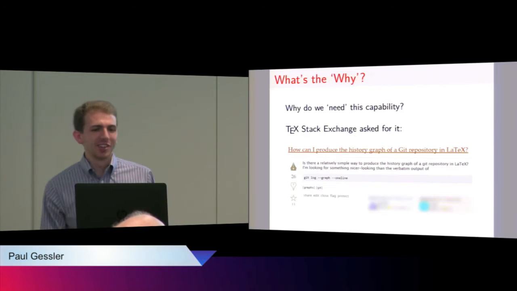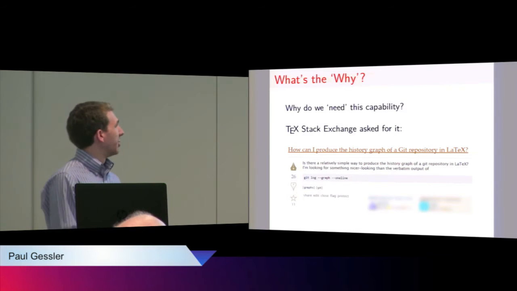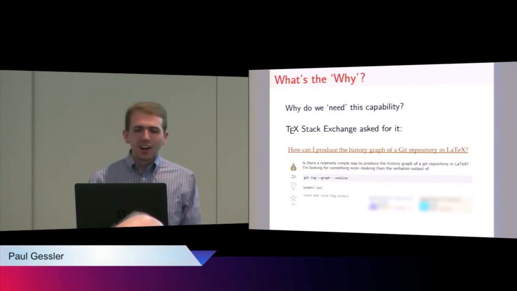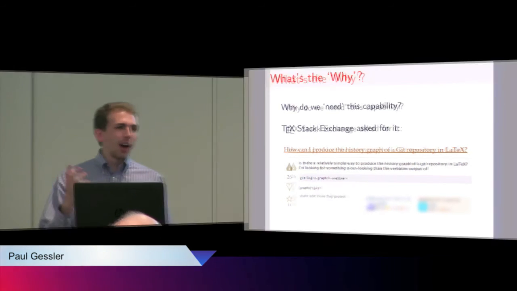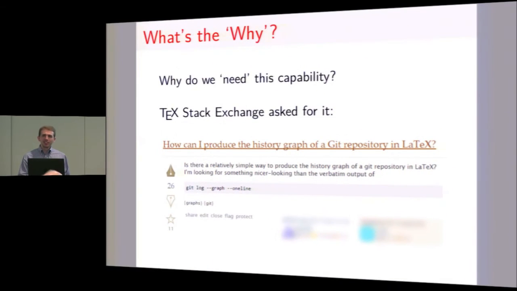So here's the original question. The user wanted to look at git log in a graph and one-line format and output that repository history into the TeX document.